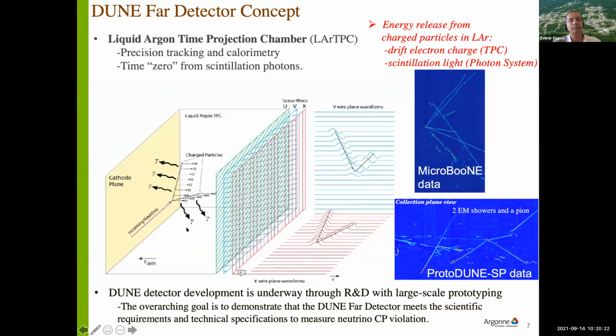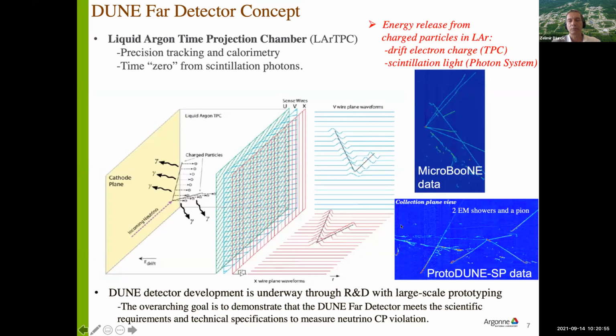At the same time, there will be an abundance of scintillation light. The energy release will come from 2 sources. Energy will be released to ionization, which will be collected by the TPC as charge, and also deposited via scintillation light, to be collected with the photon system. We've been developing the DUNE far detector concept with R&D and with large-scale prototyping.